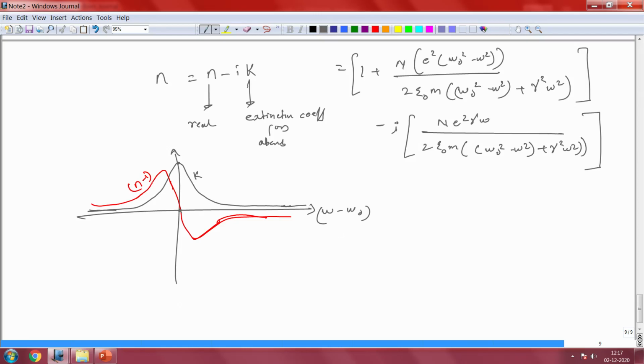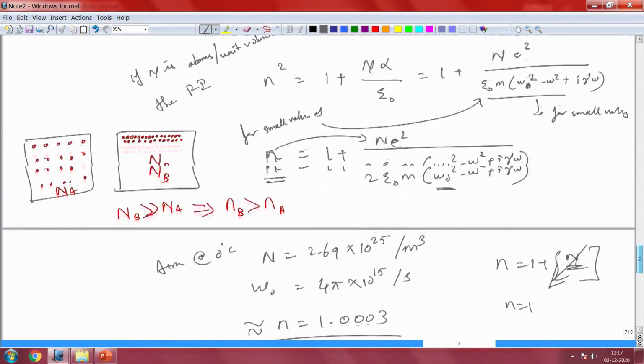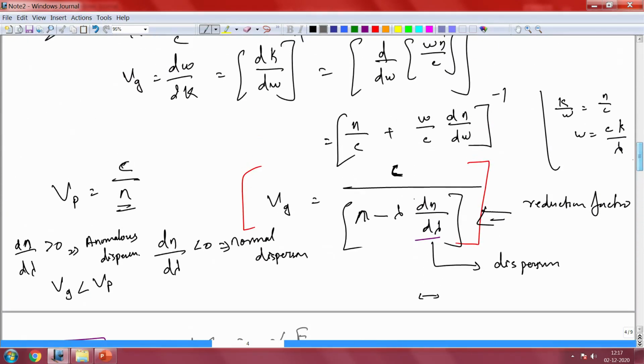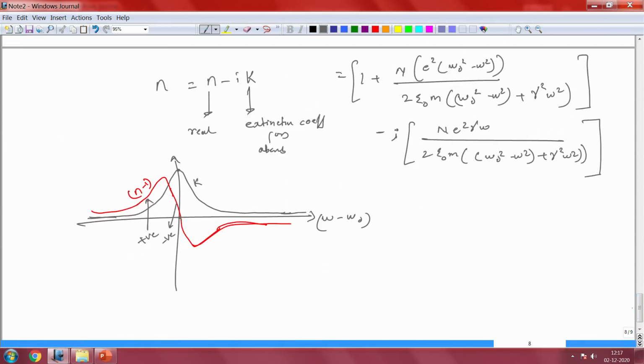And here again you can see two slopes. You see a positive slope, and then you see a negative slope. If you remember, we talked about dispersion, dn over d lambda. We talked about anomalous dispersion and normal dispersion in the material. That is actually originating from this nature of your refractive index curves.